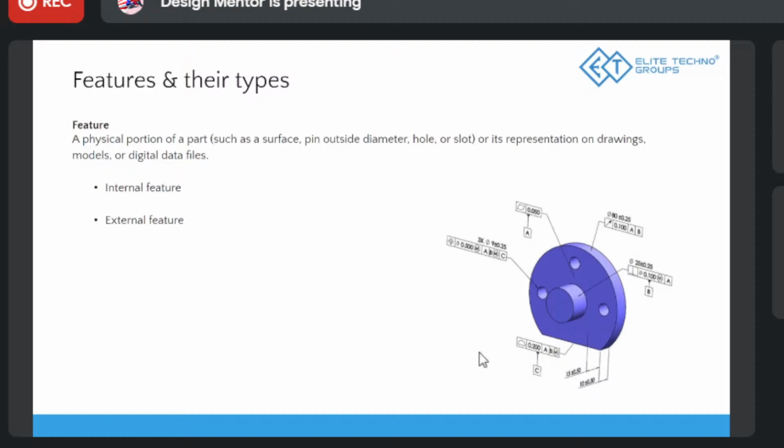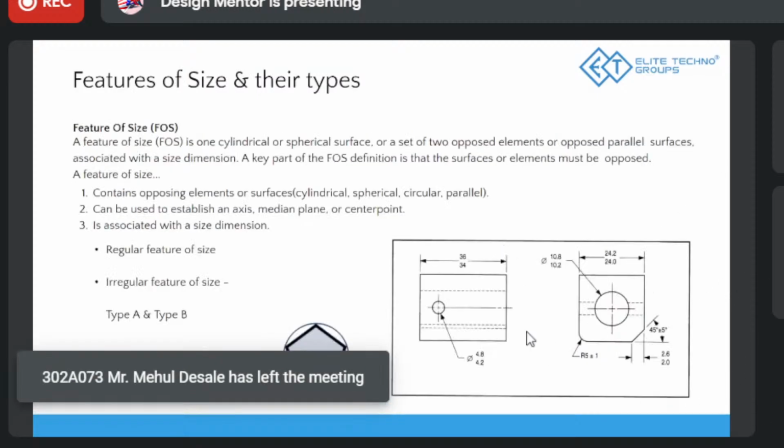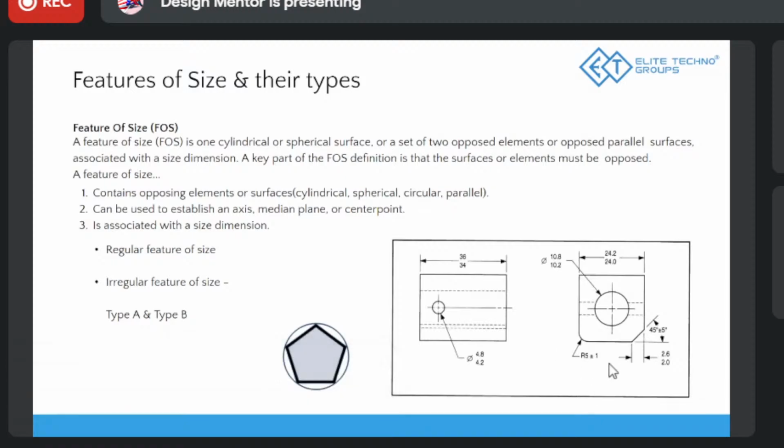So I think this, what is a feature and types of features, is clear. Then we have the feature of size. Now, you understand what is a feature. So there's a definition for feature of size, right, that the industry follows. So let's first read the definition and then convert it into simple words. Feature of size is a cylindrical or spherical surface or a set of two opposed elements or opposed parallel surfaces associated with a size dimension.